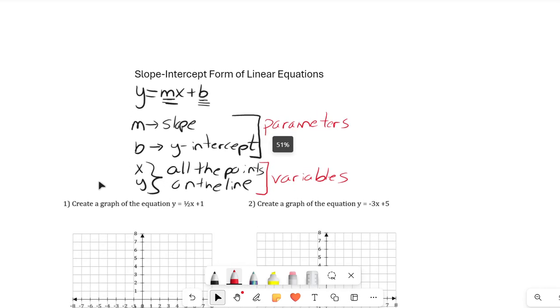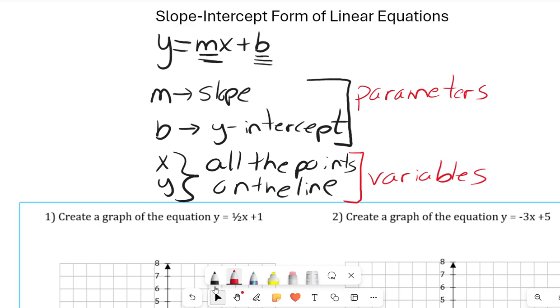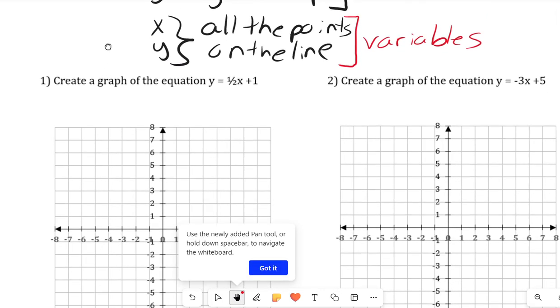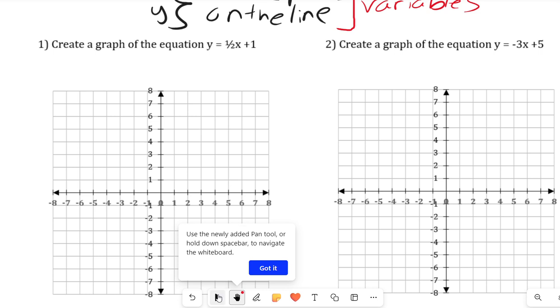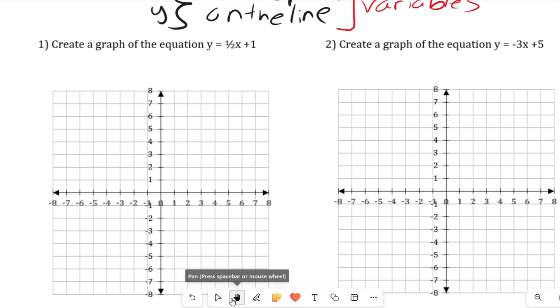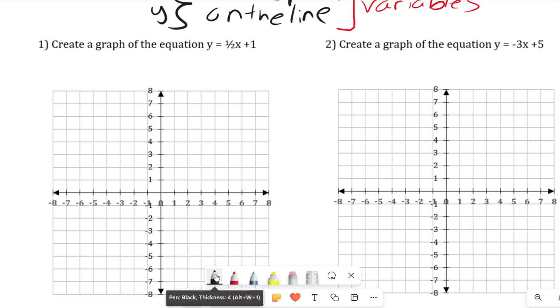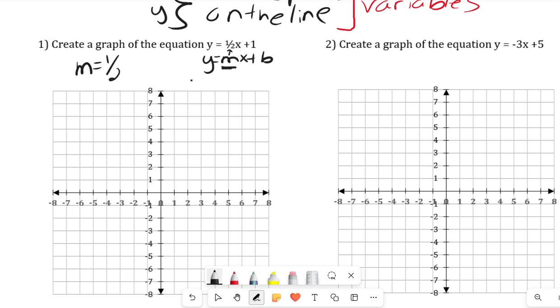All right, let's look at a couple examples. What would happen if we were asked to graph this first equation, y equals 1/2 x plus 1. Now this is in slope-intercept form, which is y equals mx plus b. The m is the slope, so the slope is 1/2. And we can just tell by looking at the equation. And b, the y-intercept, is 1. So the y-intercept, I know, is the point (0, 1).